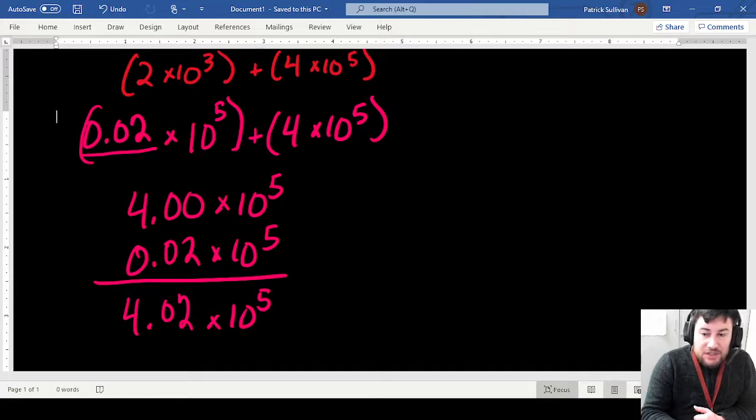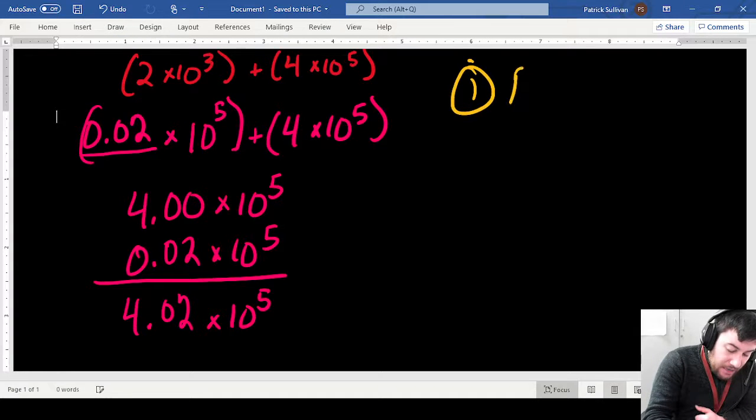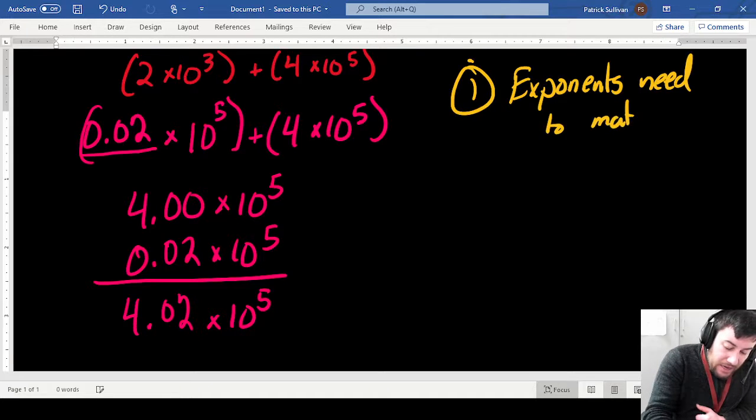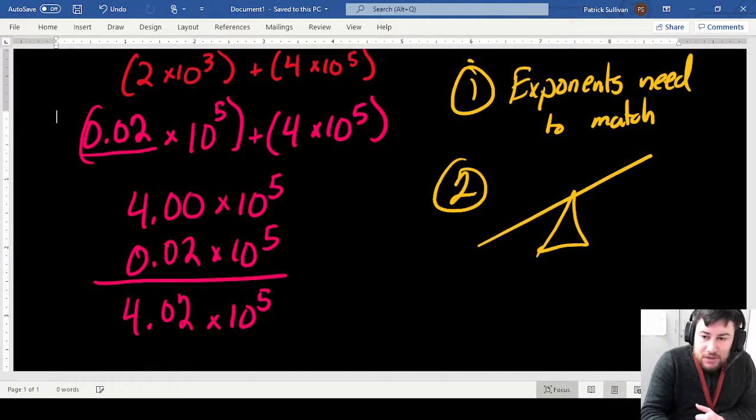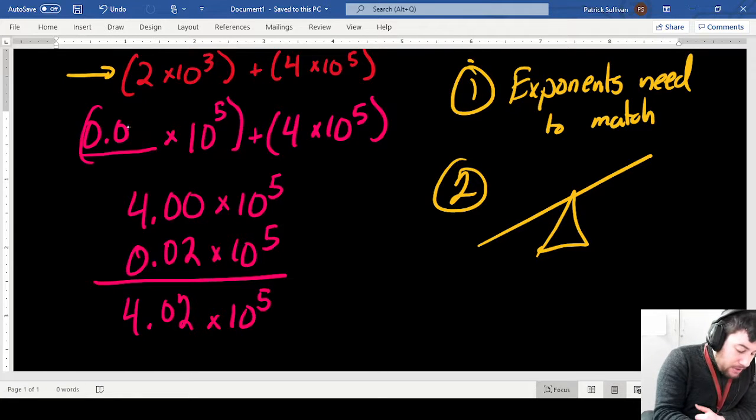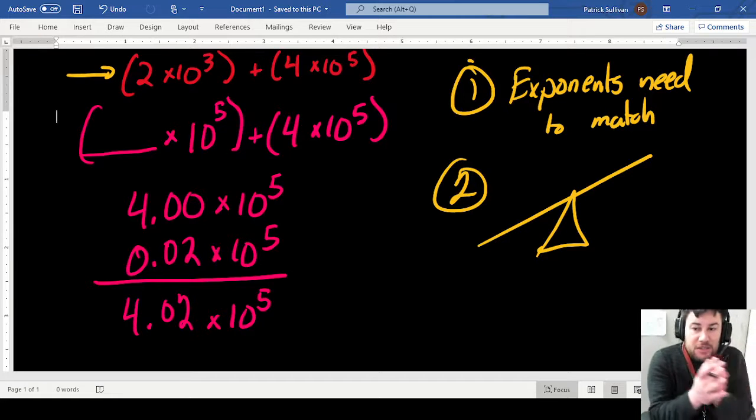All right. So again, just to recap, the rule when you're adding and subtracting in scientific notation is that exponents need to match. And then as we've practiced earlier in the year, you can use the balance beam example to figure out how to rewrite or re-express the number in scientific notation. So in this case, I wanted to change my 2 times 10 to the third into some number times 10 to the fifth. Again, because I want to get my smaller exponent to match the larger one.